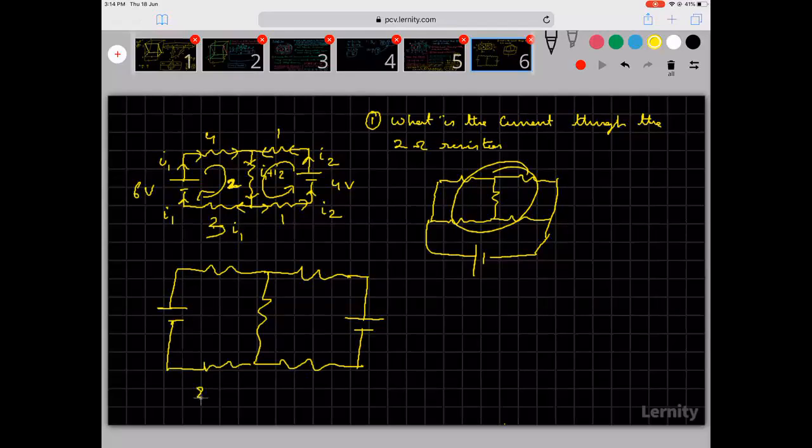This is 3 ohms, 4 ohm, 1 ohm, 1 ohm, 4 volt, 6 volt, 2 ohm. The question is, what is the current through the 2 ohm resistor?